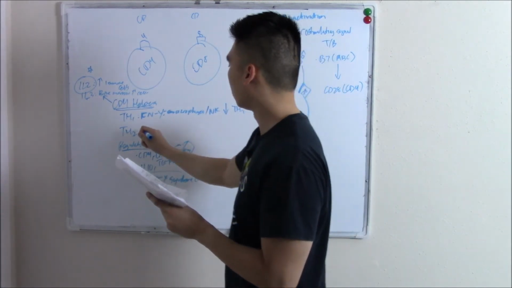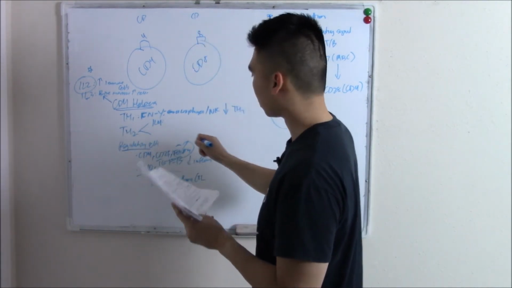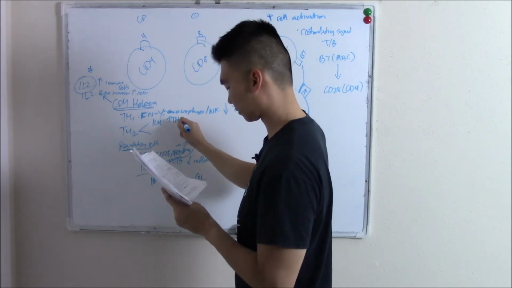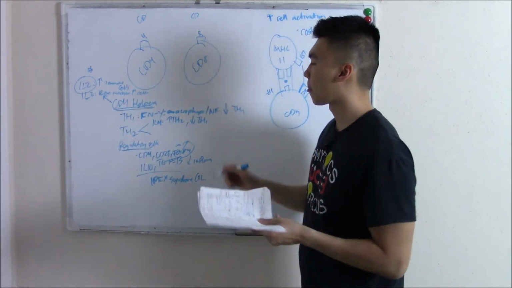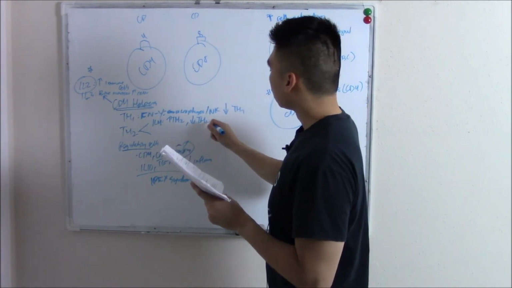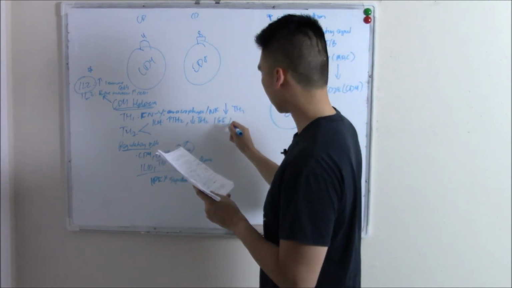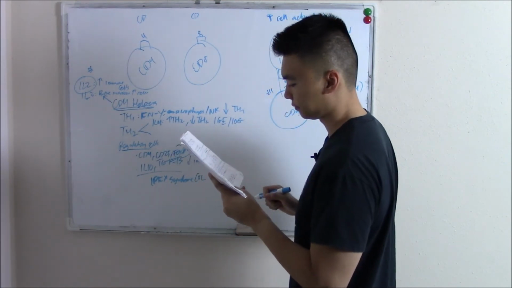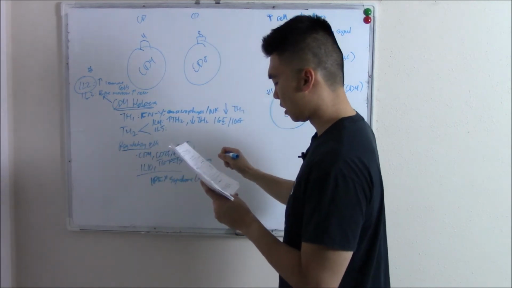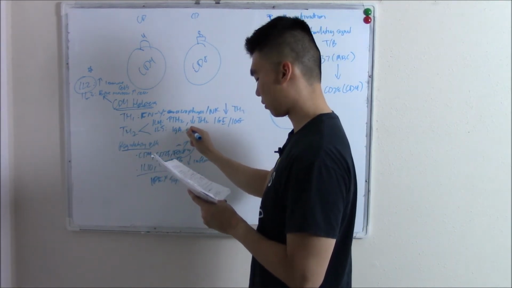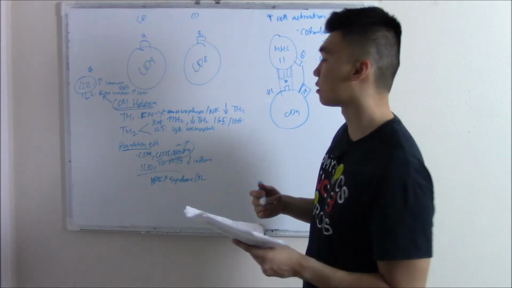Th2 will secrete IL-4, which makes more Th2, and inhibits Th1. Again, kind of in flux. Not only does that do that, but it makes your B cells make immunoglobulins E, immunoglobulins G. IL-5 makes immunoglobulin A and recruits eosinophils, which are important for atopic diseases and parasites.